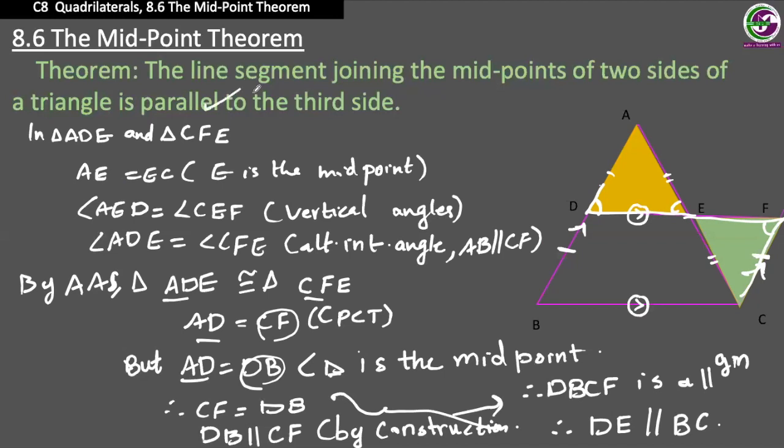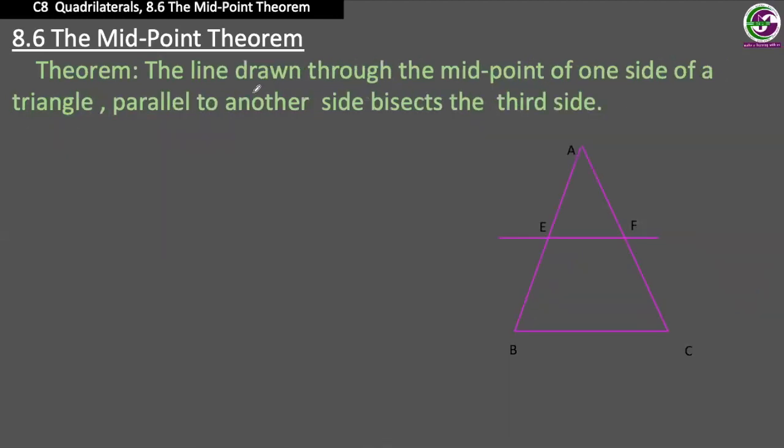Let us see the opposite of this theorem. The inverse of this theorem says that the line drawn through the midpoint of one side of a triangle, meaning we are only given the midpoint of one side. Let E be the midpoint. F is a midpoint or not, it's not given. But another condition given is that it is parallel to the third side, these two lines are parallel. Then it bisects the third side. This is what we have to prove.